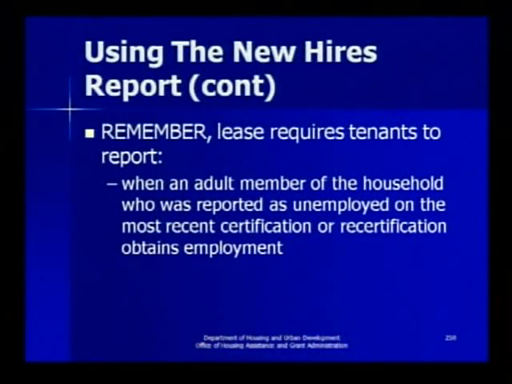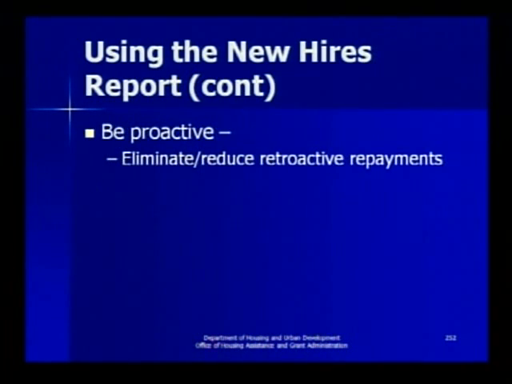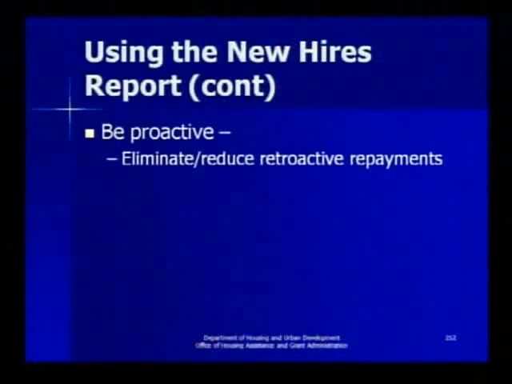You remember that the lease requires tenants to report when an adult member of the household who was reported as unemployed on the most recent certification or recertification obtains employment, or when the household's income cumulatively increases by $200 or more a month. So you may want to be proactive, have policies whereby you run this report to check to see if anybody has new employment that hasn't come in and reported it to you.